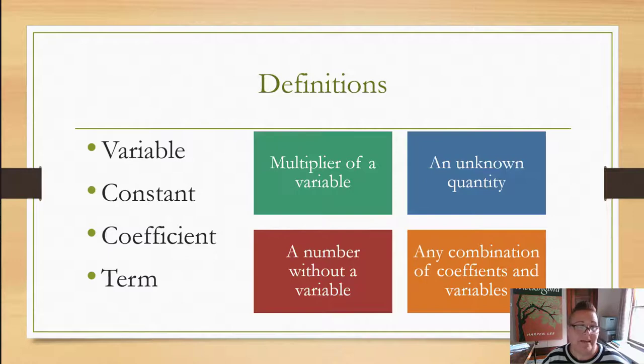A term is any combination of coefficients and variables. So 2x would be a term. X alone would be a term. 2 alone would be a term. So you can mix up the letters and numbers together to make a term, or a variable alone could be a term, or a number alone could be a term. Thus, any combination of coefficients and variables.